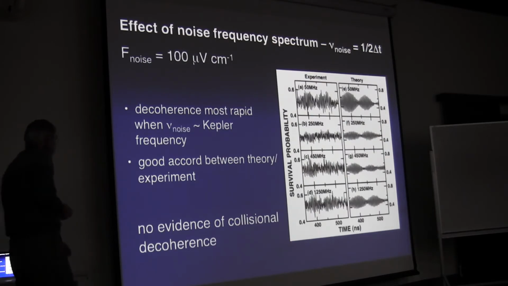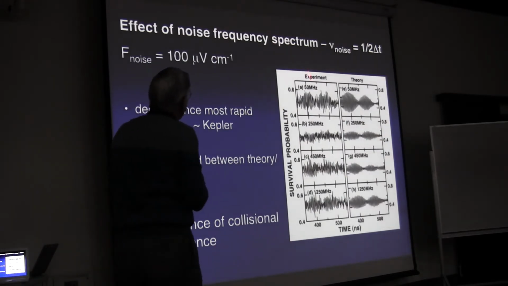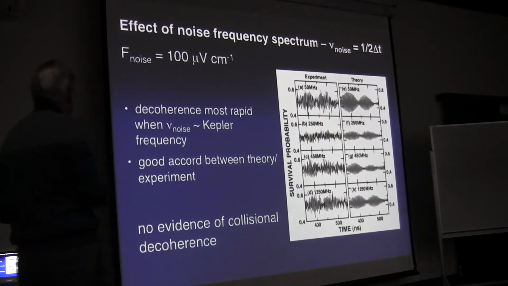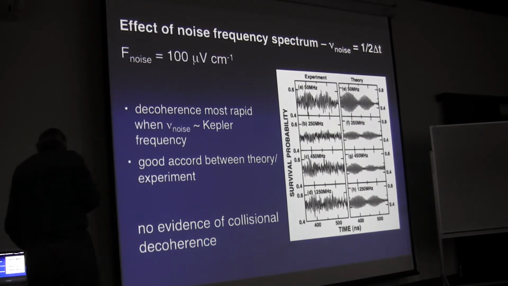Does the theory work? Yes. So here are the results again with experiment using noise of 50, 250, 450, and 1250 megahertz of amplitude 100 microvolts per centimeter. Okay? Here's the experiment, here's the theory. 50 megahertz, looks pretty good. Go to 250 megahertz, where the noise characteristic frequency is of the order of the Kepler frequency. We don't see much in the way of quantum beats. Theory doesn't predict much. But if you go higher in frequency, then you see that they begin to reappear, and that is indeed 1.25 gigahertz. That is indeed what theory predicts. So there's good agreement between theory and experiment.